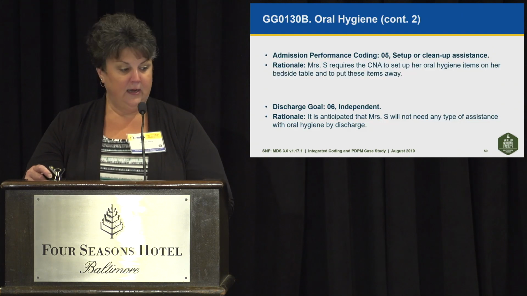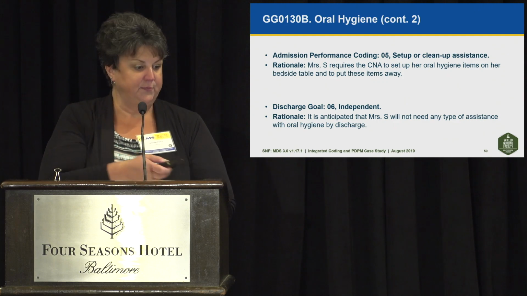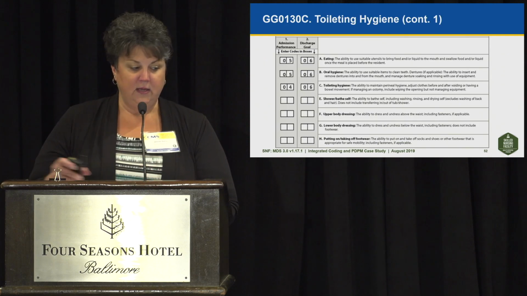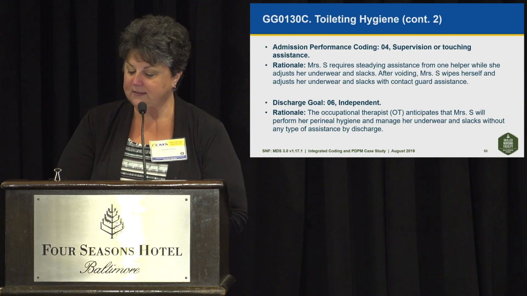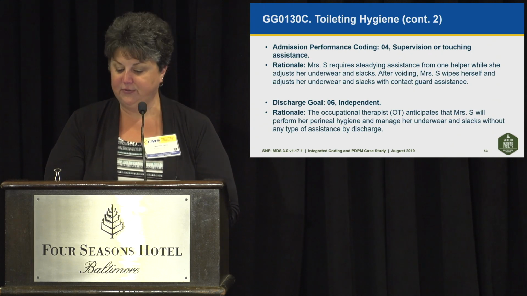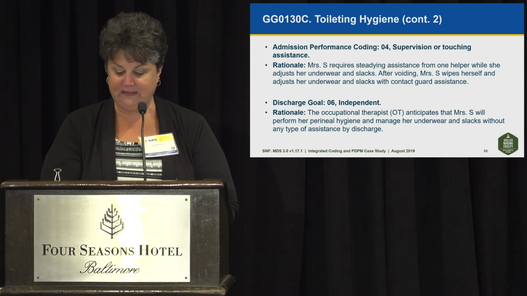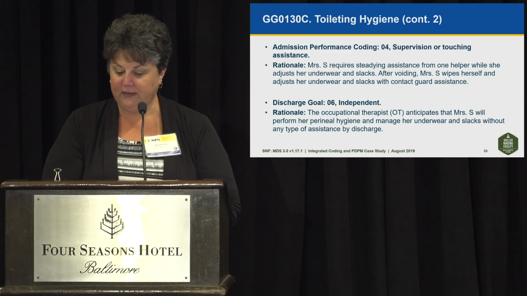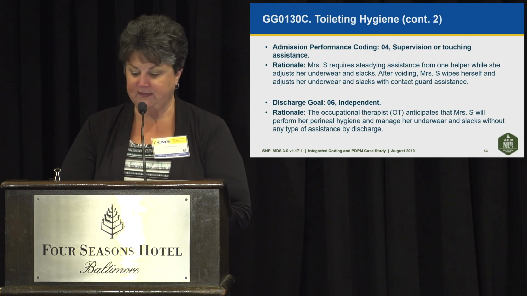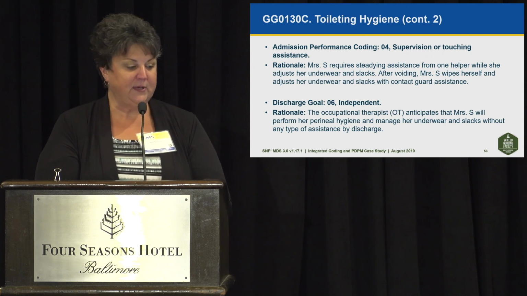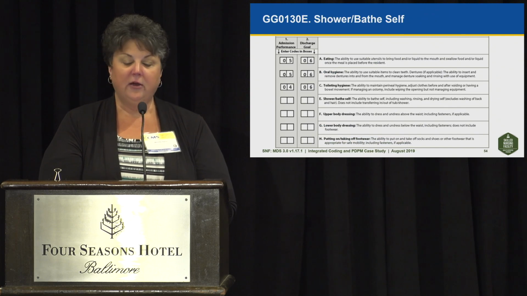4 on here. Again, in her OT evaluation, we read that she needed some steadying assistance from her helper while she adjusts her underwear and slacks. So again, she is needing a little more help with this, supervision or touching assistance. And then we expect she'll be independent. Shower or bathe self?